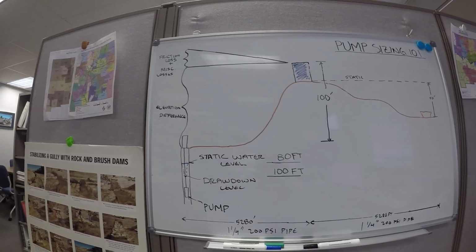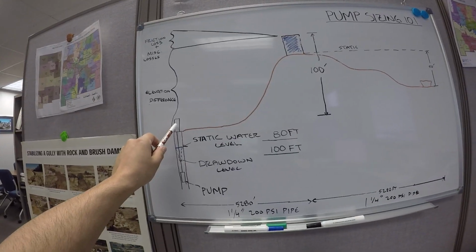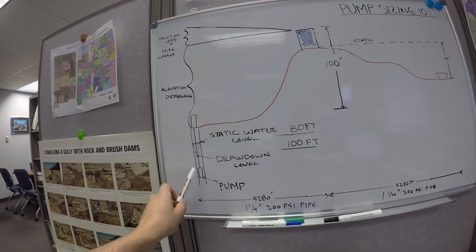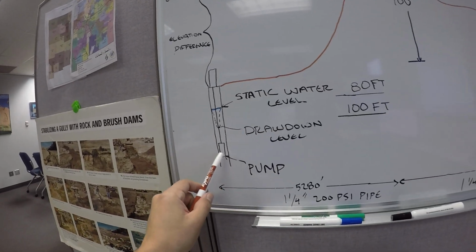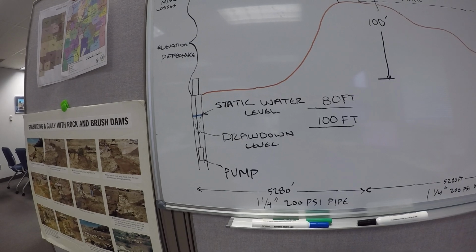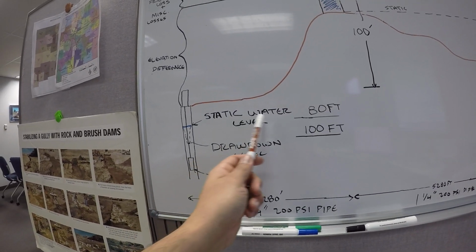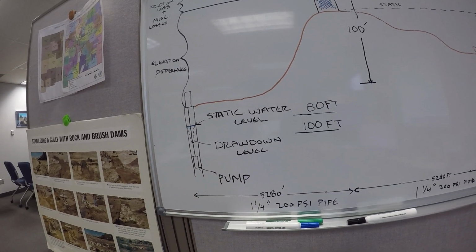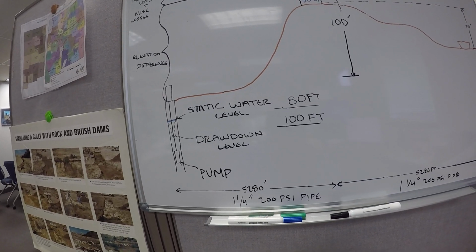So a typical setup, you're going to have your well, then you have the casing, then you have the drop pipe coming down to the pump, and then when you have your well driller's drill log, you're going to have a static water level on there and a drawdown water level. Then you'll have the depth of the water, the depth of the bottom of the well.